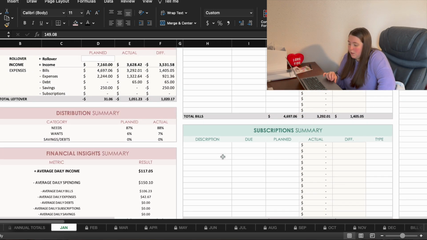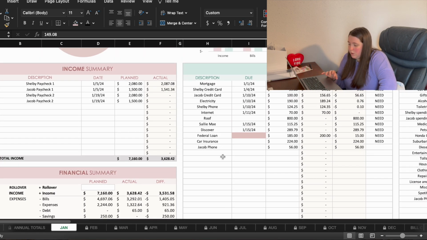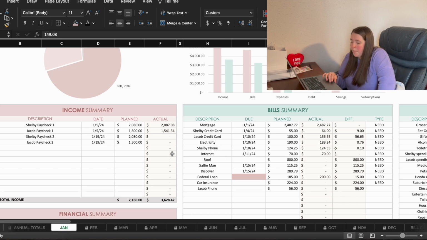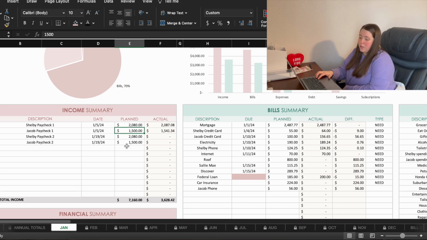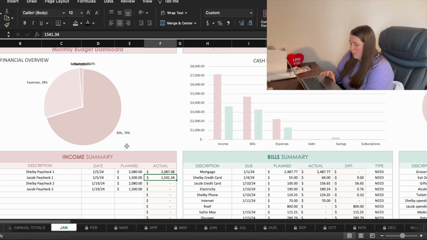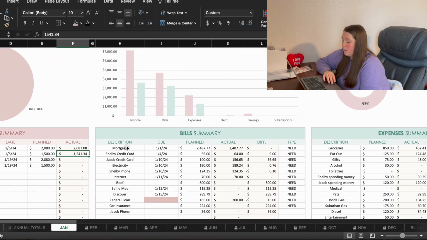We'll start up here, and if I'm scrolling too fast, I'm really sorry about that. We're still trying to play with all of this. You can see I planned for my first paycheck to be $2,080, and it was pretty much right on that. Jacob's was the same thing. With the holidays he didn't get any overtime, so he got his flat paycheck, which is totally fine. That's what we expected.